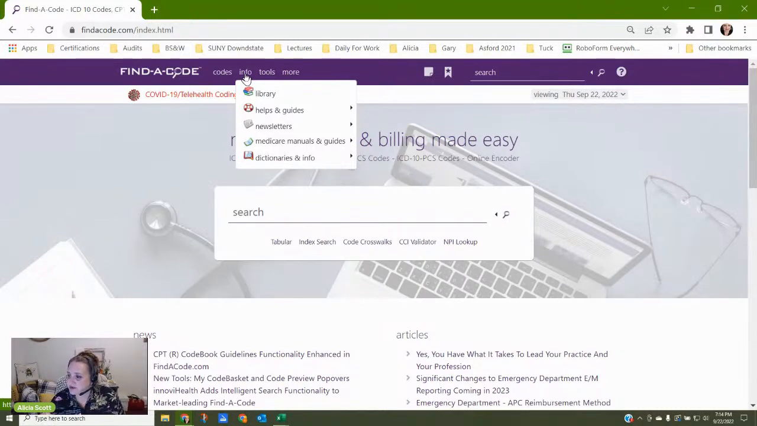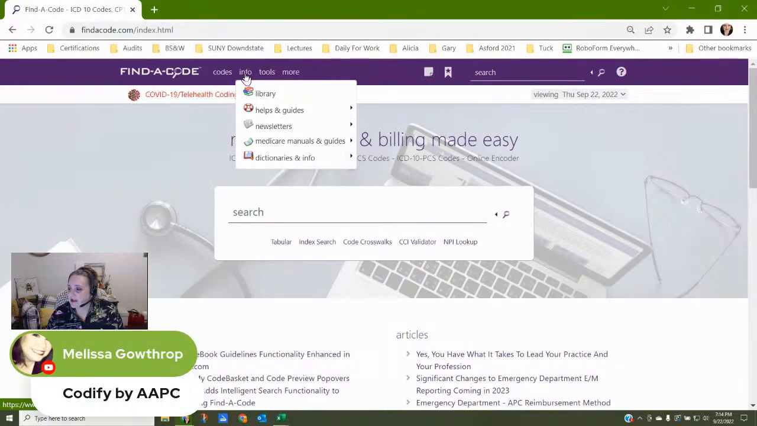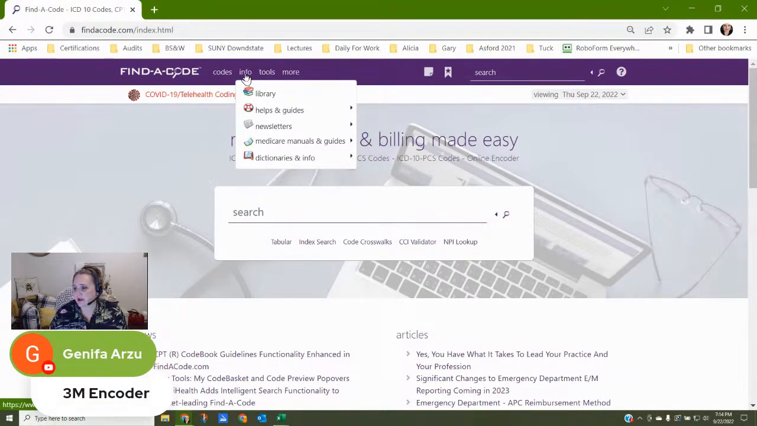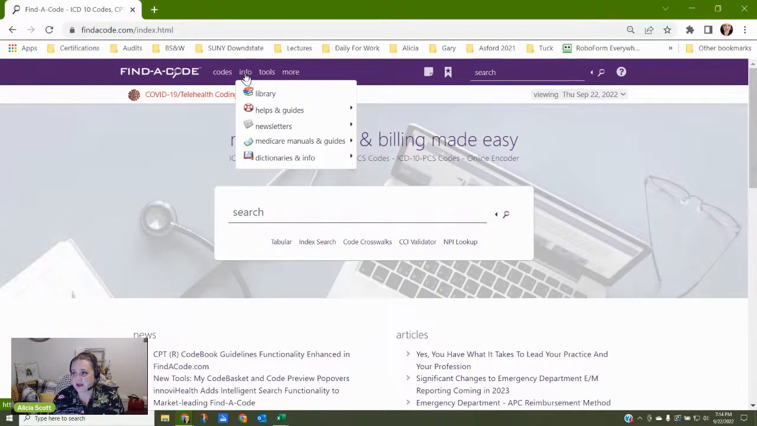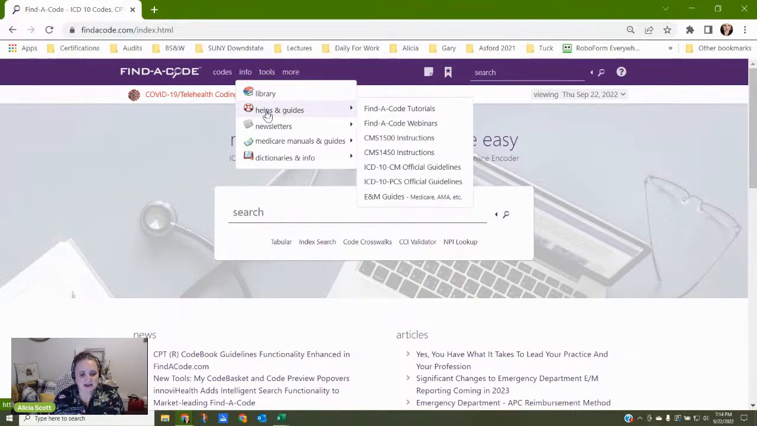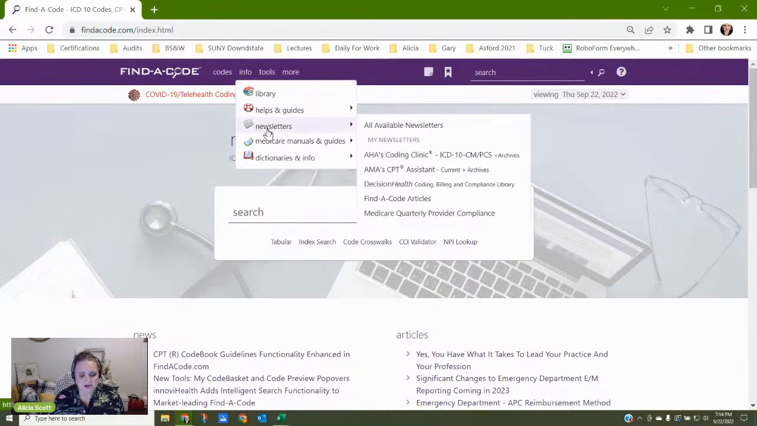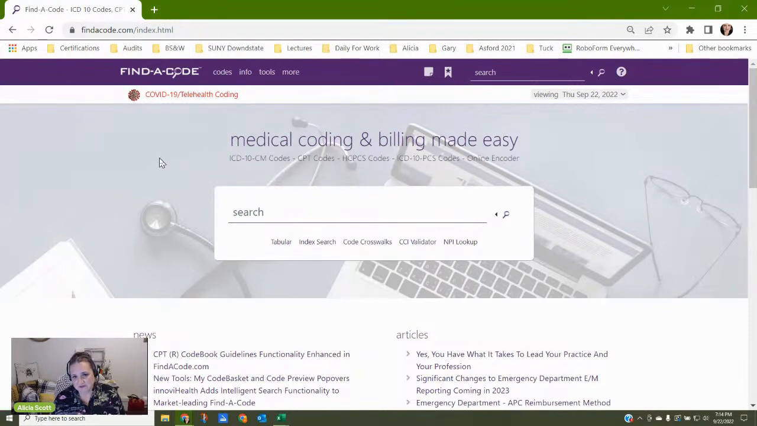Melissa says she uses Codified by the AAPC, and Genefa uses 3M encoder. And 3M encoder is probably the biggest, I would say. Yeah, most places have that. So I have a library of content. I have guides, tutorials, and stuff like that. There are newsletters, and I do have Coding Clinic that I use, but that all pops up with my code, which is an advantage of not having your manuals.